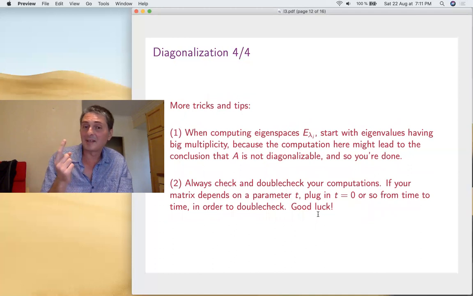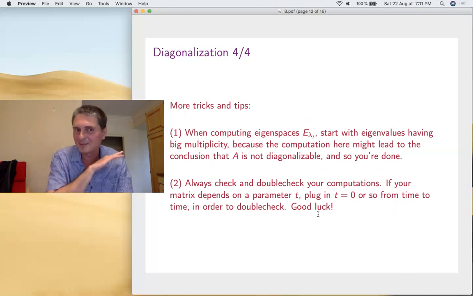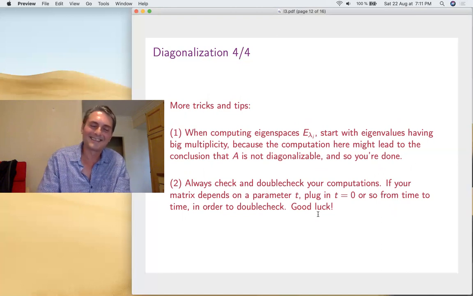But if you start with an eigenvalue with big multiplicity, 2 or more, it might happen that the dimension is not the good one. So then A is not diagonalizable and game over. Okay, so never start with the simple eigenvalues, because this is something constructive somehow, and after all, A might be not diagonalizable. Also, of course, double check computations.